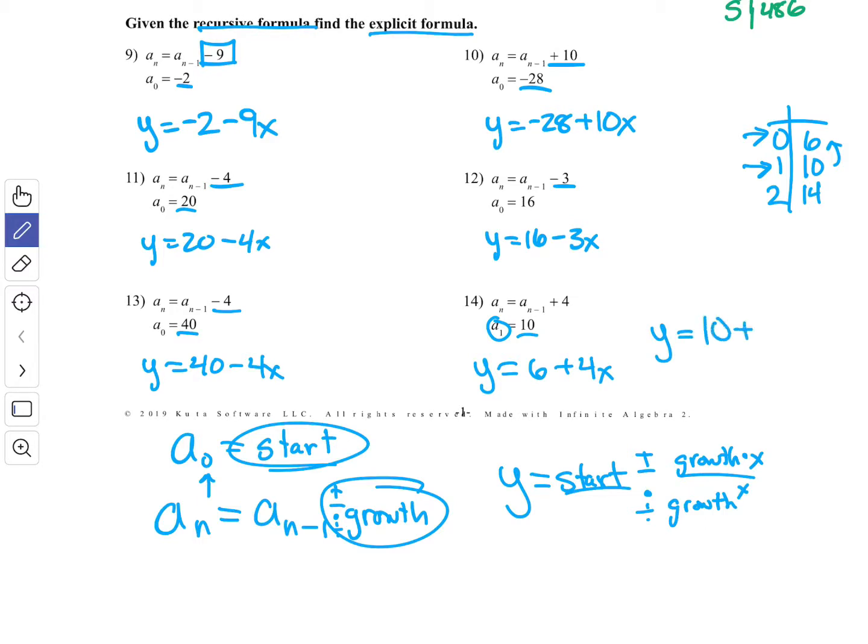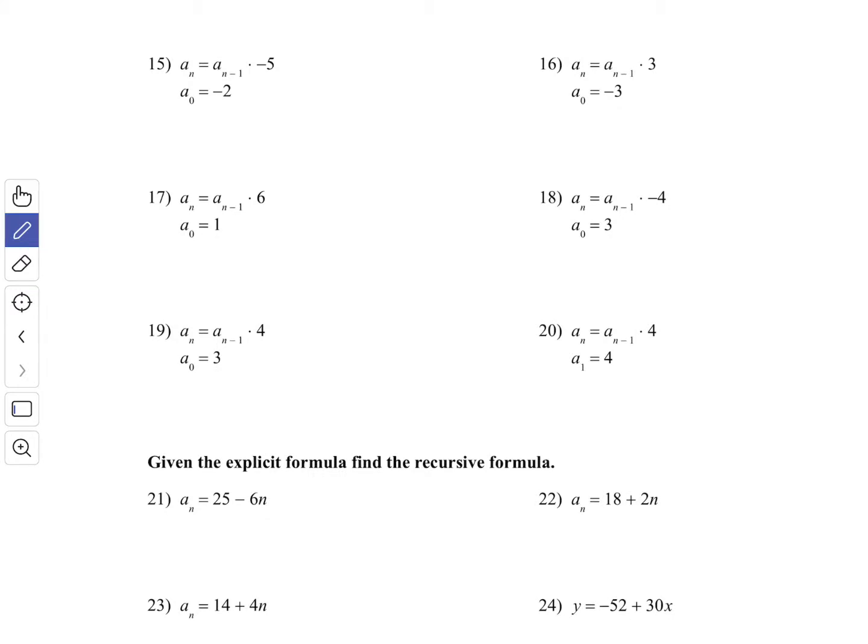Now there is a way you could use that 10, and you'd have to write your equation like this: 10 plus 4 times x minus 1. Because you'd have to take into account that you're dropping back 1 each time. Kind of like that n minus 1 idea. So you got to pay attention to that. I would prefer to do it this way because I think it's easier, and I'd rather take a step back here than have to worry about forever using my equation to take a step back.